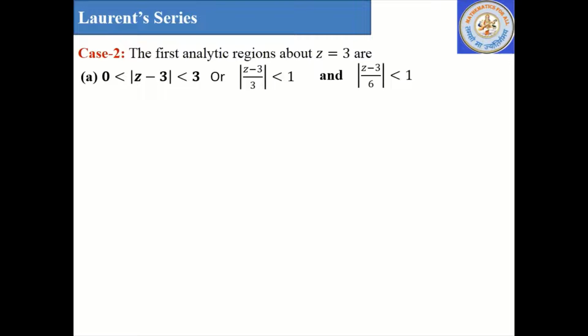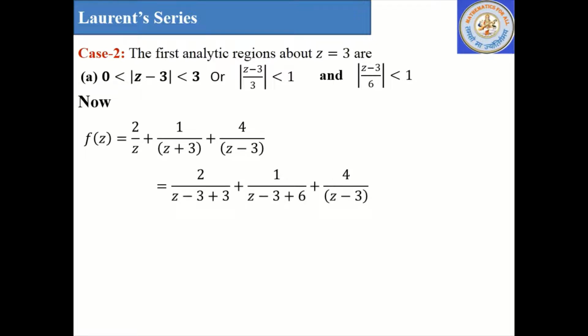Mod of z minus 3 by 3 is less than 1. If mod of z minus 3 upon 3 is less than 1, then naturally the mod of z minus 3 by 6 will also be less than 1. Why do we do this? That we see in the series. Now 2 by z plus 1 by z plus 3 plus 4 by z minus 3 can be written as: 2 by z we can write 2 by z minus 3 plus 3, and 1 by z plus 3 we can write 1 by z minus 3 plus 6. And the third term we keep it because it is about z equal to 3, so it will remain in the form of z minus 3.